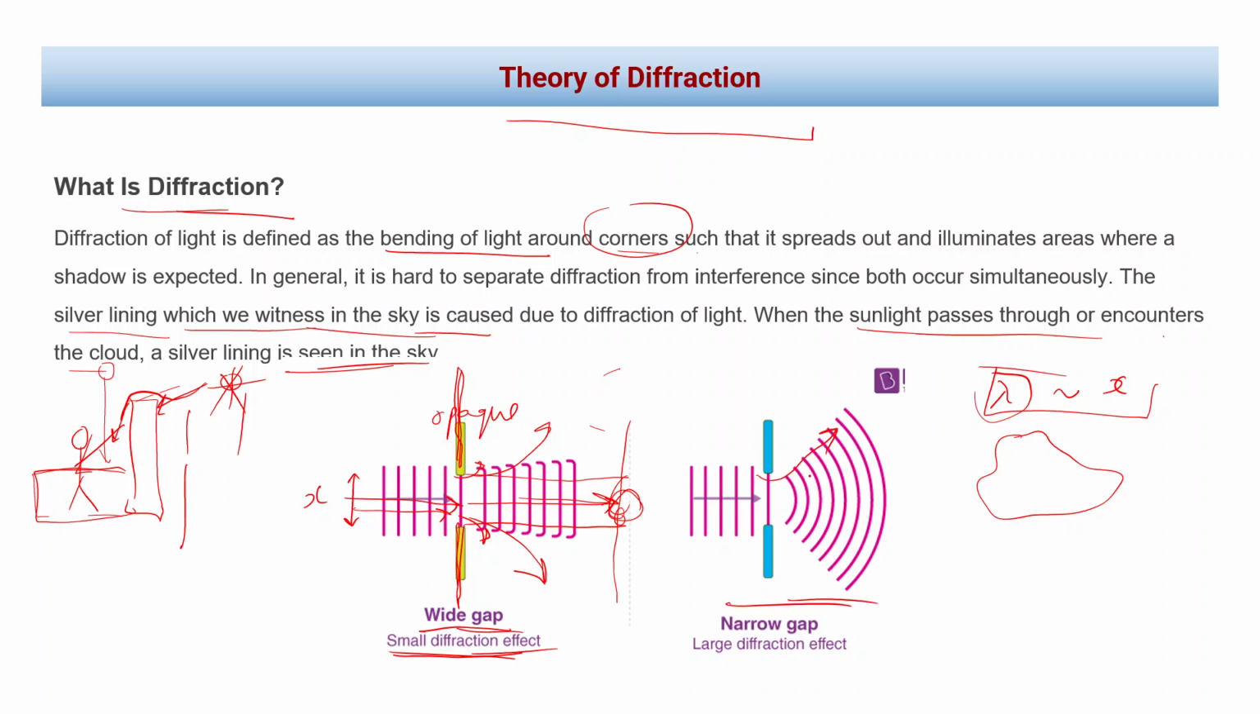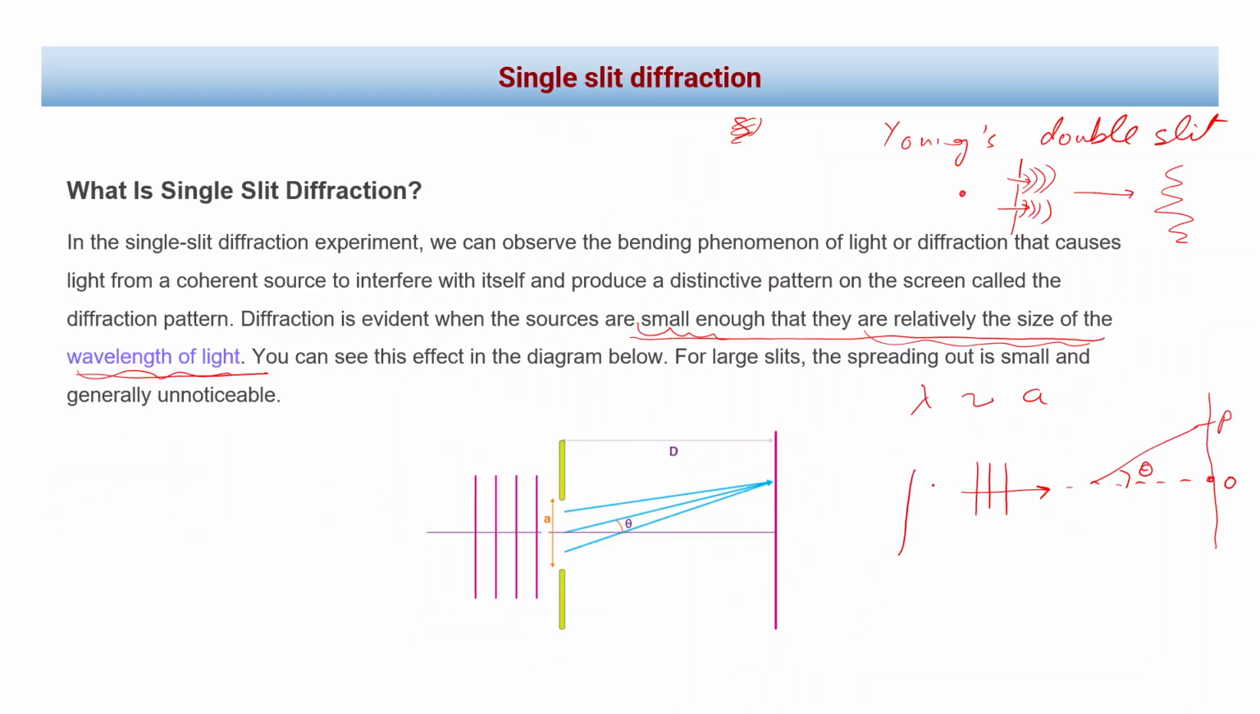As you can see here, the bending is more. Here the bending is very slight. So when the aperture is wider than the size of the wavelength, we will get a small diffraction effect, and when it's narrow and close to the wavelength, then we will get a large diffraction effect. Okay. Now let's see what is the condition.